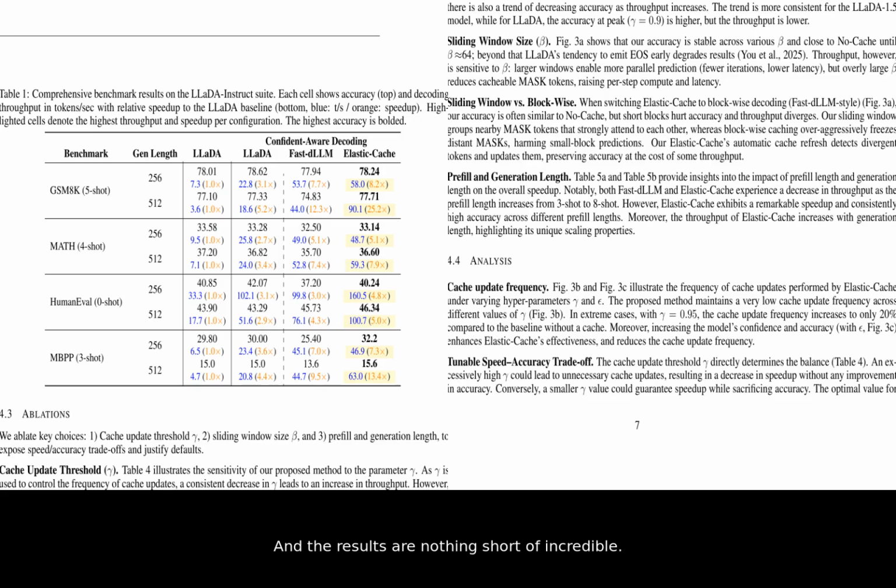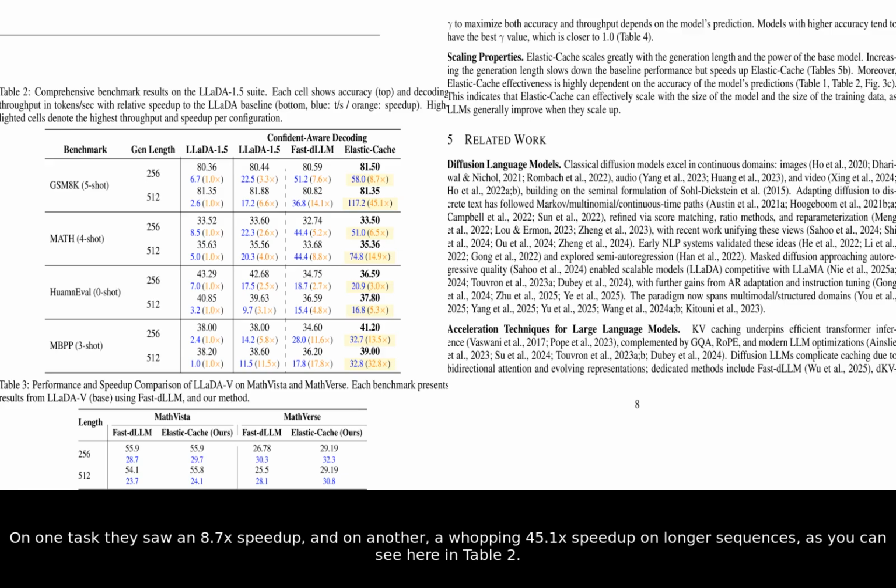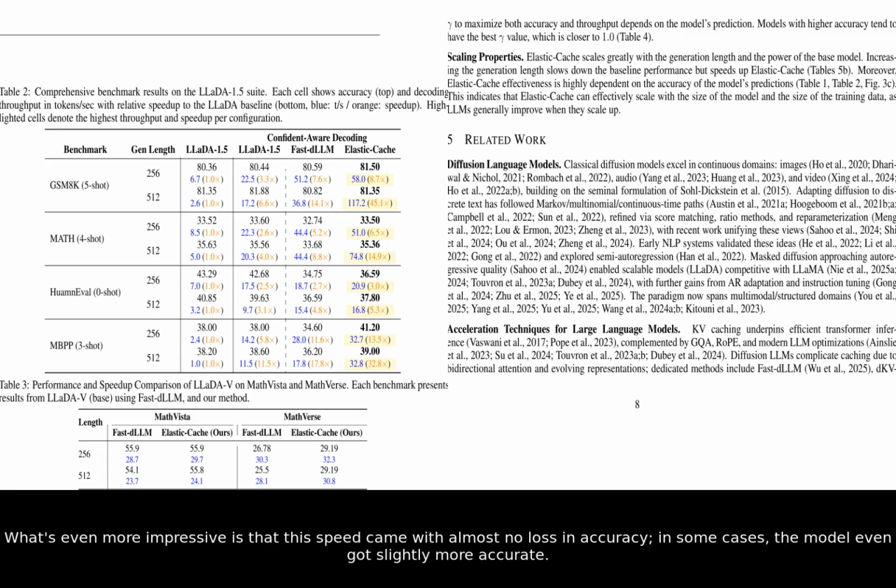And the results are nothing short of incredible. Looking at their benchmarks in Table 1, their method achieved staggering speedups. On one task, they saw an 8.7x speedup, and on another, a whopping 45.1x speedup on longer sequences, as you can see here in Table 2. What's even more impressive is that this speed came with almost no loss in accuracy. In some cases, the model even got slightly more accurate.